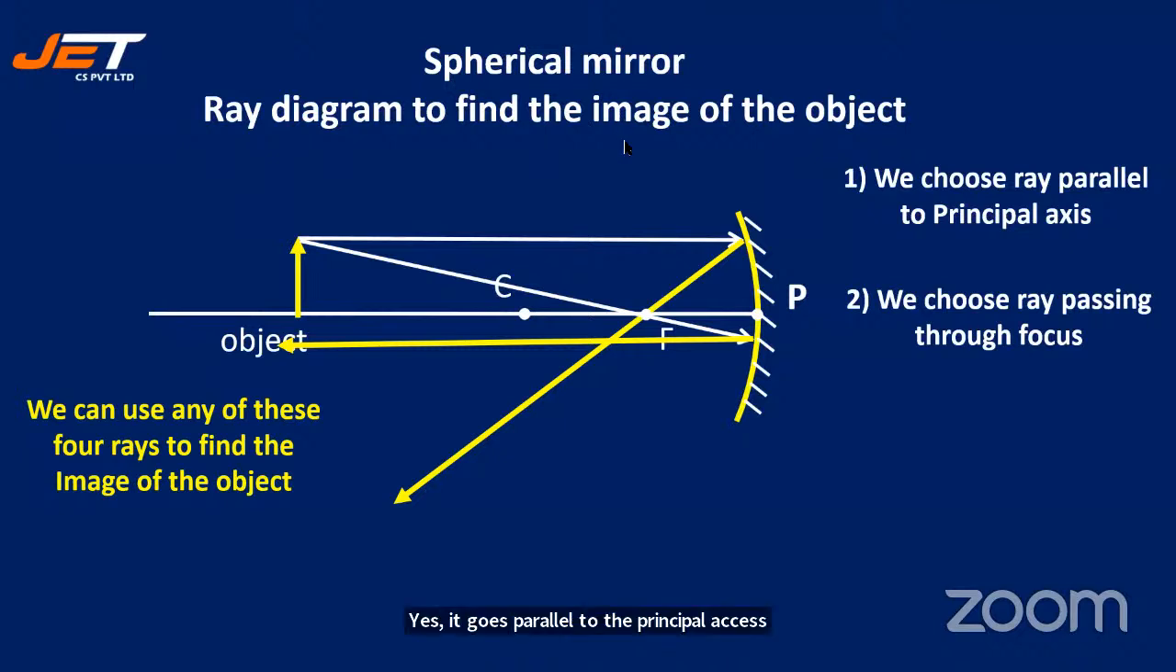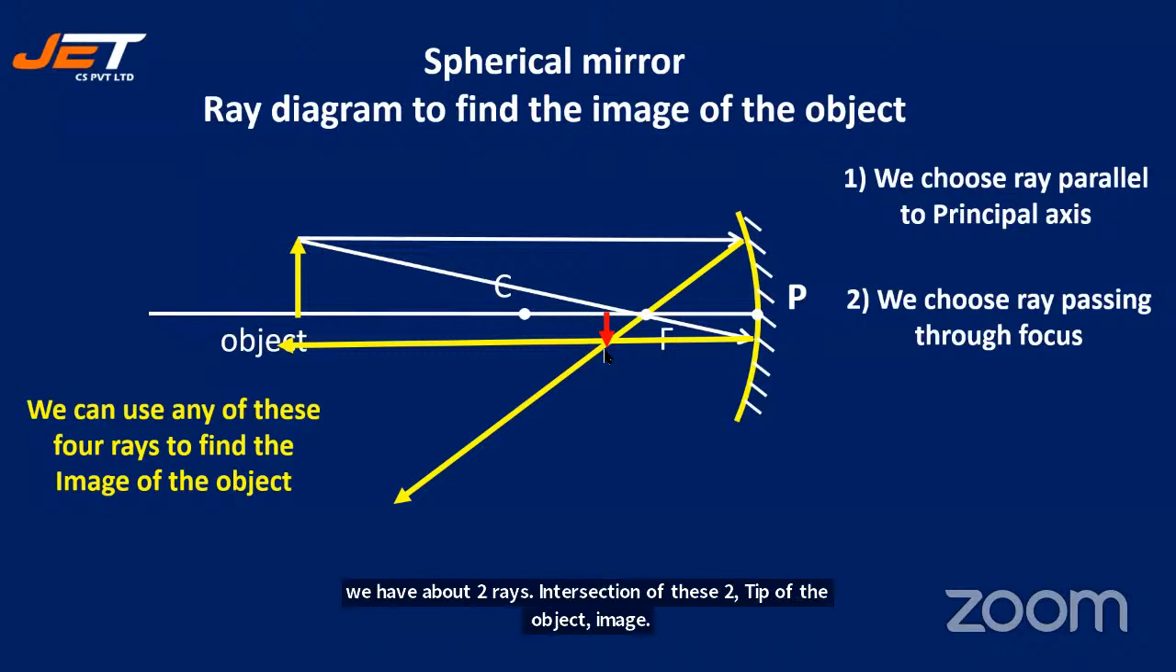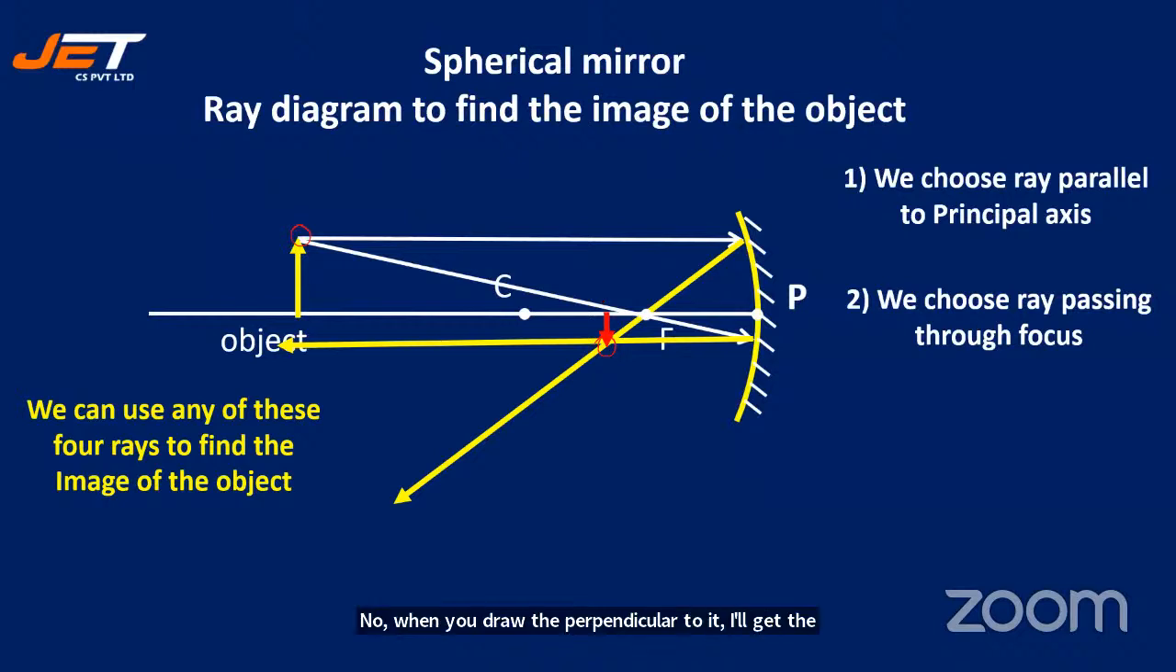Now we have got two rays. The intersection of these two rays will give me the tip of the object's image. ఈ టిప్ ఇక్కడ ఫామ్ అవుతుంది. Now when I draw the perpendicular to it, I'll get the image. I got the image with only two rays. Now let's see what happens.